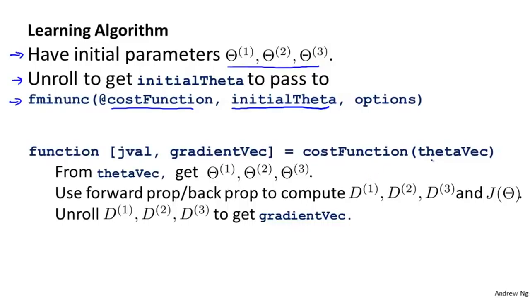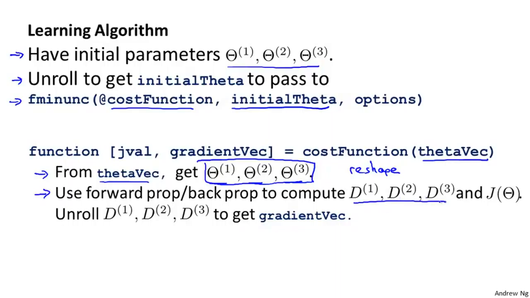The cost function is going to be given the input thetaVec, which is going to be all of my parameters in the form that's been unrolled into a vector. So the first thing I'm going to do is use thetaVec and the reshape function, pulling out elements from thetaVec and using reshape to get back my original parameter matrices theta1, theta2, theta3. So these are going to be matrices that I'm going to get. That gives me a more convenient form in which to use these matrices so that I can run forward propagation and back propagation to compute my derivatives and to compute my cost function J of theta.